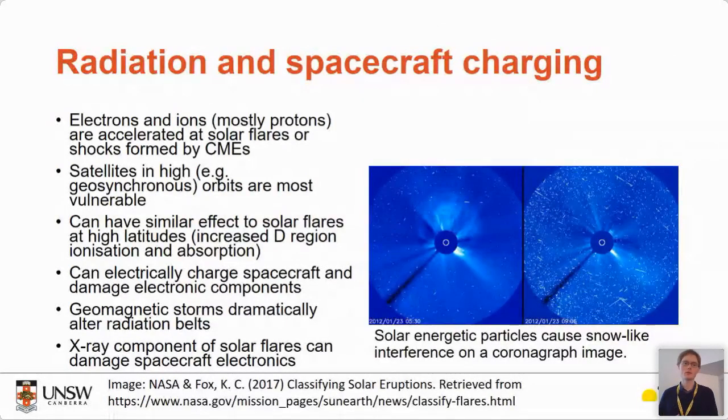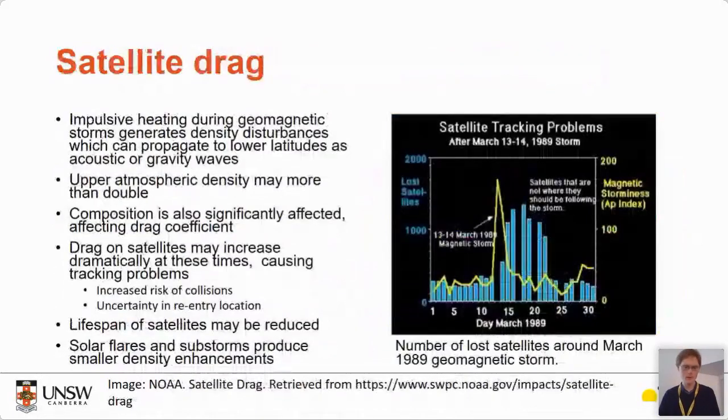You can get electric charging of spacecraft due to the flux of radiation. Deep dielectric charging can be a cause of failure for spacecraft electronic components. Likewise, X-rays originating from solar flares can damage spacecraft electronics.